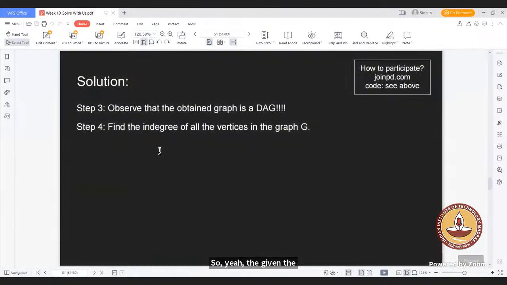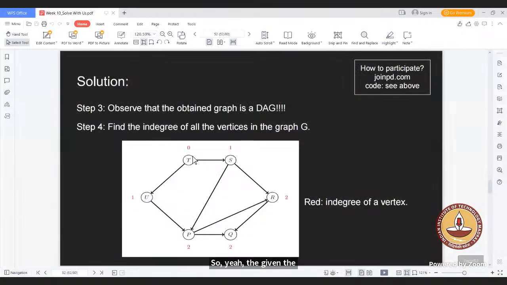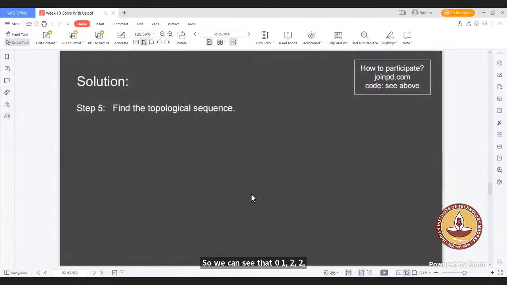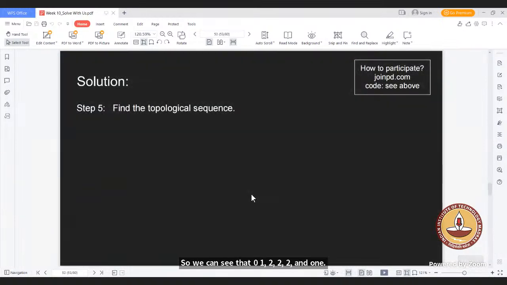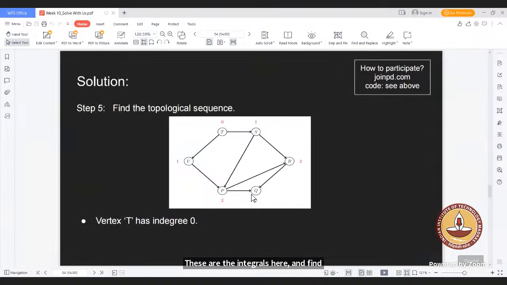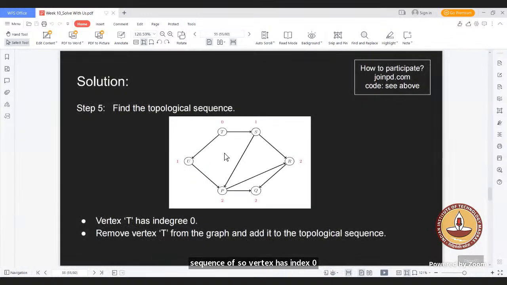So find the in degree of all the vertices of the graph. So we can see that it is 0, 1, 2, 2, 2, and 1. These are the in degrees here. And find the topological sequence now. So vertex T has in degree 0, so we'll choose that. Remove the vertex T from the graph. Basically, we'll remove this and its corresponding edges also, and we'll add it to the topological sequence. So now if we remove T, what will happen to the in degree of U and S?